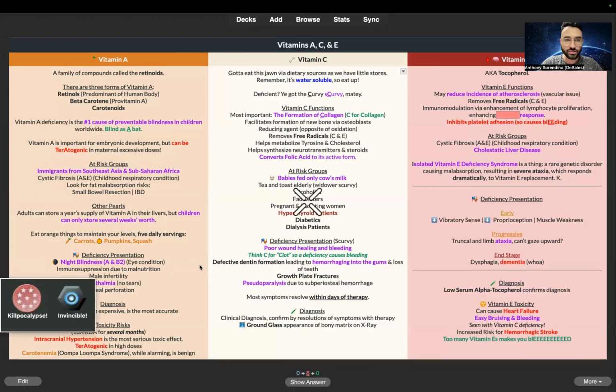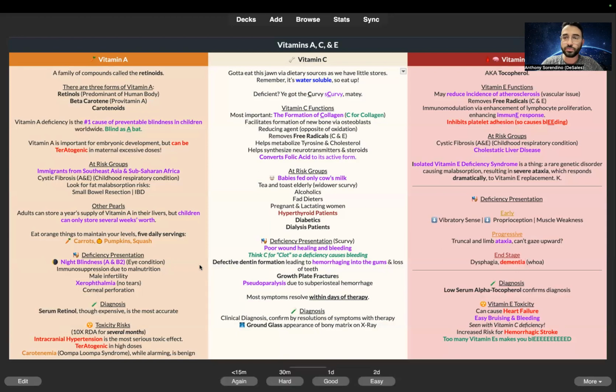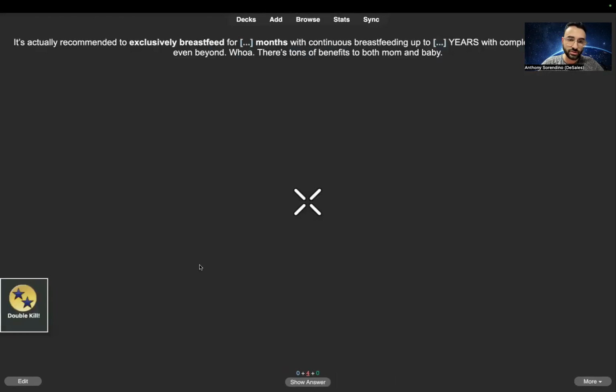Xerophthalmia over there in the deficiency of A, enhancing the immune response. E is going to be good for immune response. Ground glass deficiency of vitamin C. Because it's like decreased bone density.